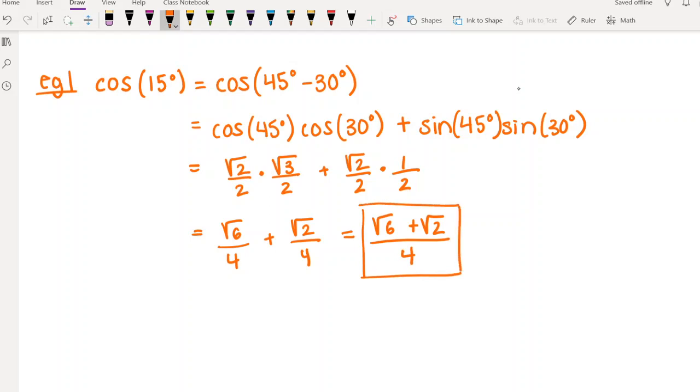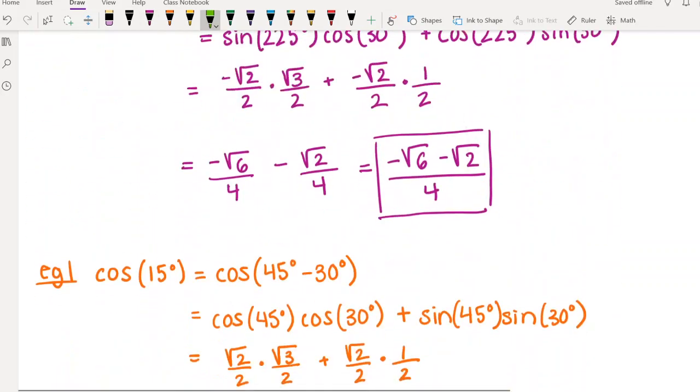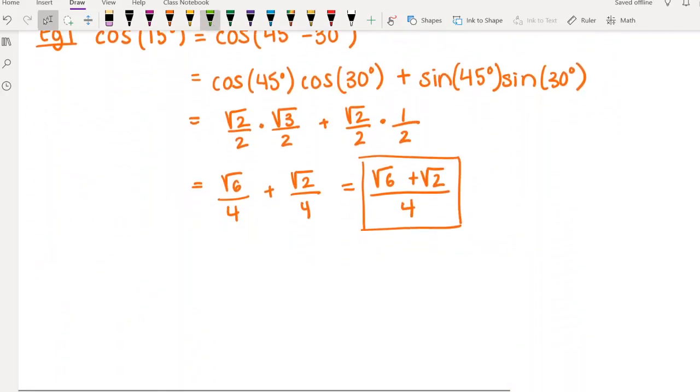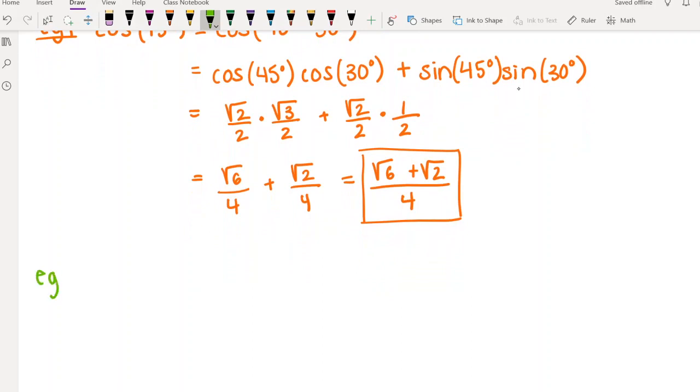So let's also do sine of this angle. I lost track of which colors I've used and not used. Let's use green. So we're also going to find sine of 15 degrees. We can rewrite 15 degrees as 45 minus 30 like we did in the last one.